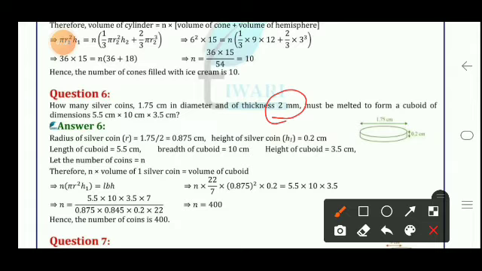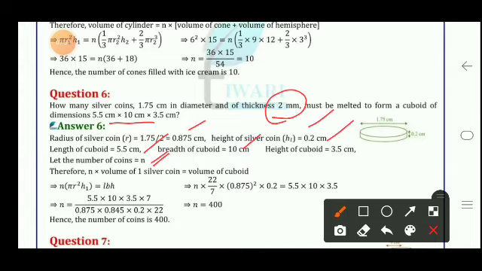Now this has to be melted into a cuboid, so the volume of n number of coins is equal to the volume of the cuboid. The radius of the silver coin is 0.875 centimeter, the height is 0.2 centimeter, the length of the cuboid is 5.5 centimeter, the breadth of the cuboid is 10 centimeter, and the height of the cuboid is 3.5 centimeter. So let the number of coins be n. Therefore, n into the volume of one silver coin is equal to the volume of the cuboid. So we have n into pi r square h1 is equal to L into B into H.